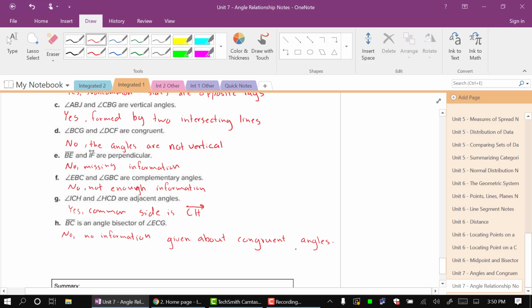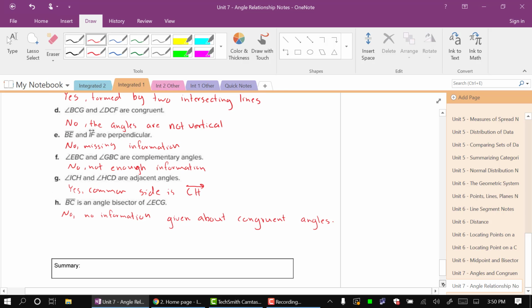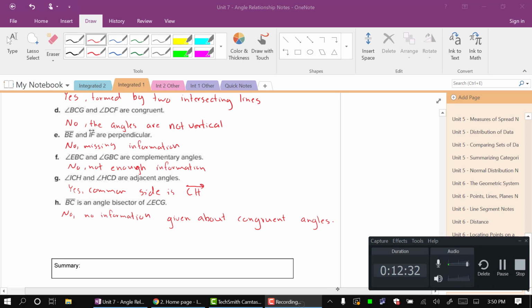So that is our lesson for today. Go ahead and write a summary down here at the bottom of what we covered, dealing with complementary, supplementary, perpendicular, and pulling information out of a diagram.